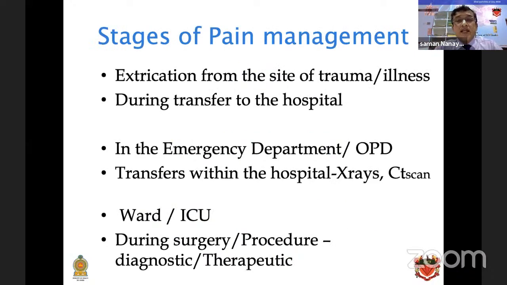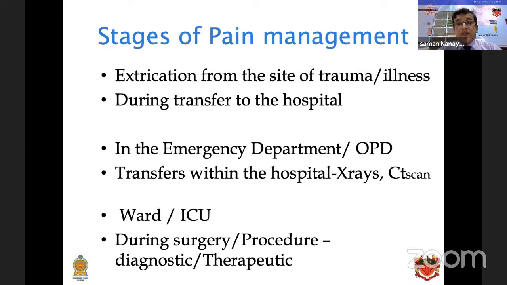So in what stage of patient management should you control pain? The simple answer would be, at all stages of management of a patient, you should control pain. So from the time of dispatching a patient, let's say the ambulance crew has gone to bring a patient. In the developed world, the ambulance crew who goes there can control pain from there. So they might give a ketamine or morphine injection. We still do not have that facility in this country. Probably we can get to that stage someday.